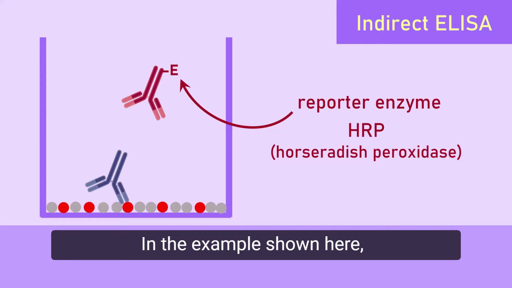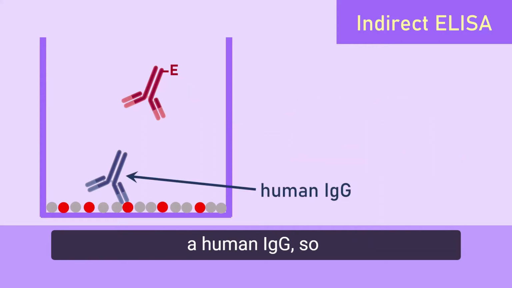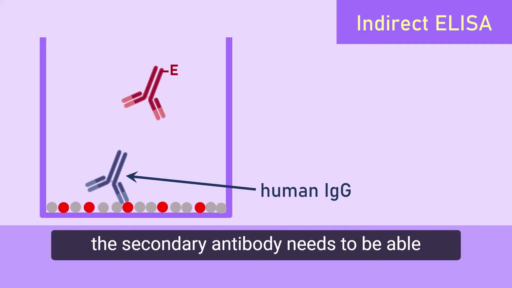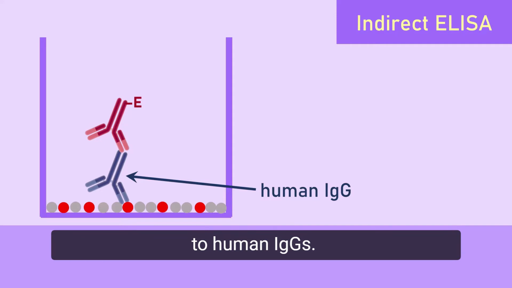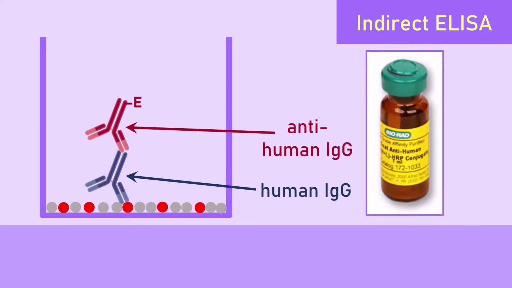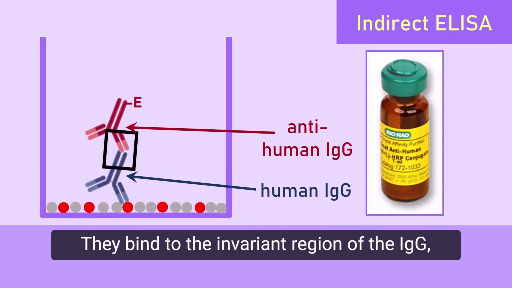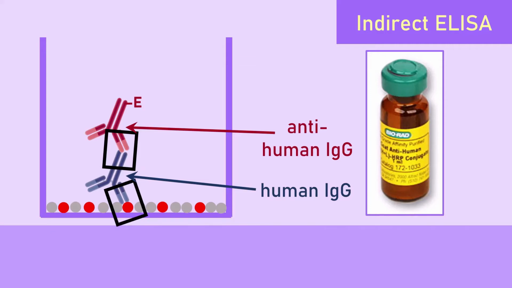In the example shown here, the antibody you're testing for is a human IgG, so the secondary antibody needs to be able to recognize and bind specifically to human IgGs. These antibodies are commercially available. They bind to the invariant region of the IgG, whereas the antigen binds to the variant region.